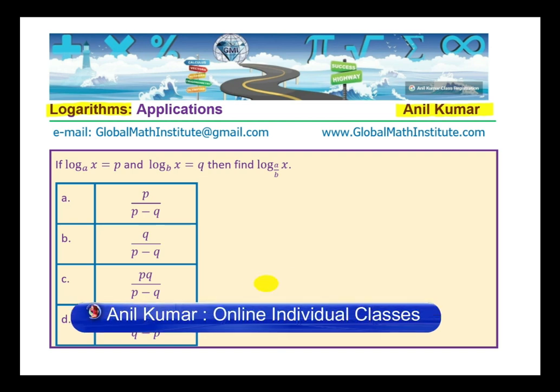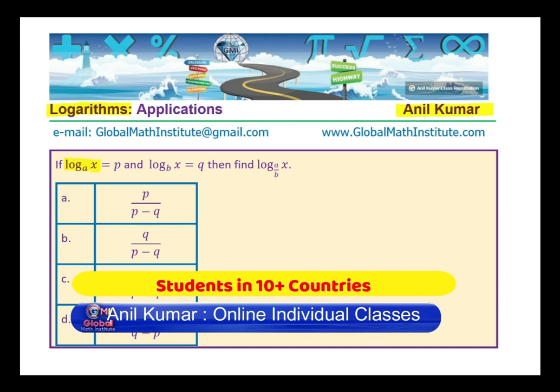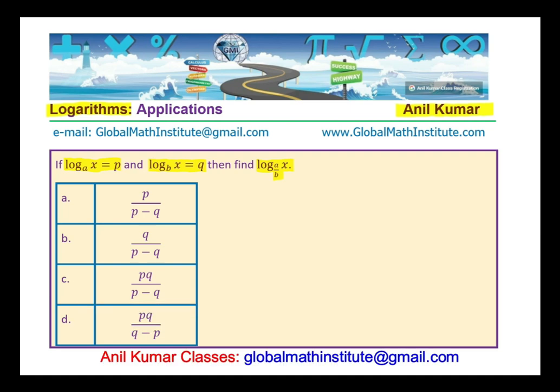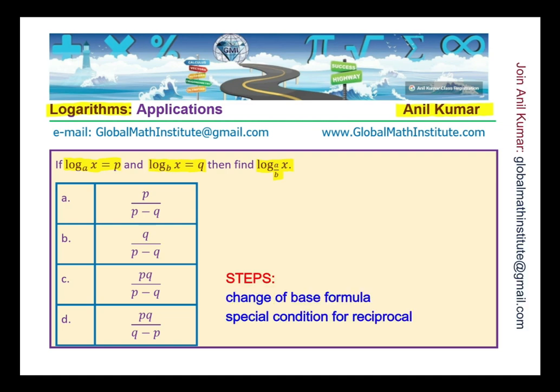Let's begin with the question here, which is if log to the base a of x is p and log to the base b of x is q, then find the value of log to the base a over b of x. So clearly in this question we have changed the base. So you need to apply the change of base formula. Now I've seen that many students do not really understand how to apply the change of base formula. So let us first understand what this change of base formula is.